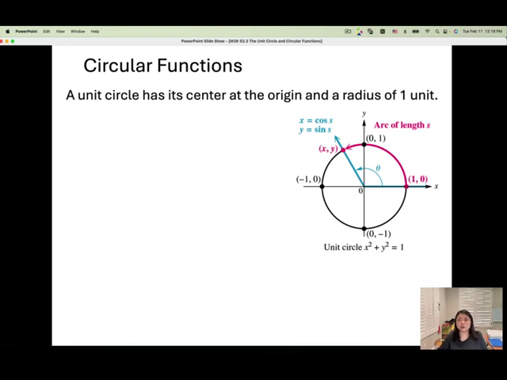A unit circle means the radius is equal to 1 unit, and the center is at the origin. You can see that we have the point x, y in the quadrant here, and then we have theta, and the red one here is called the arc of length s. How can we get x equal to cosine s and y equal to sine s? Let me show it to you guys.